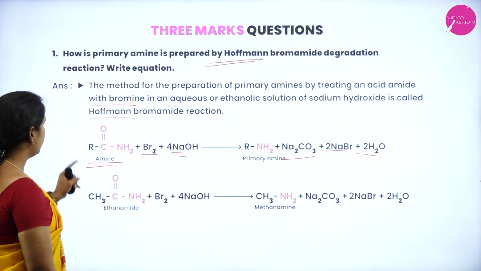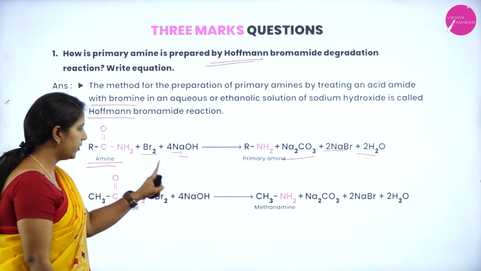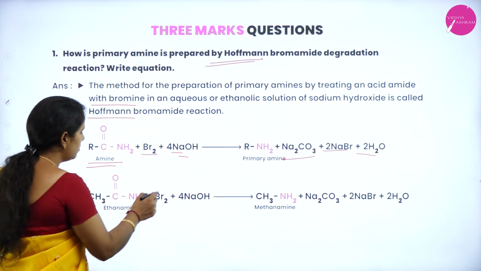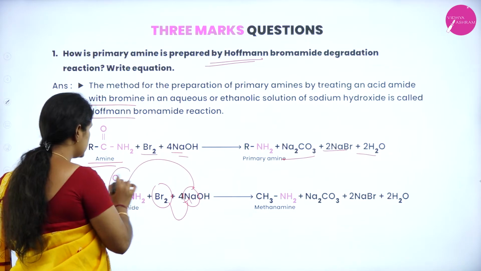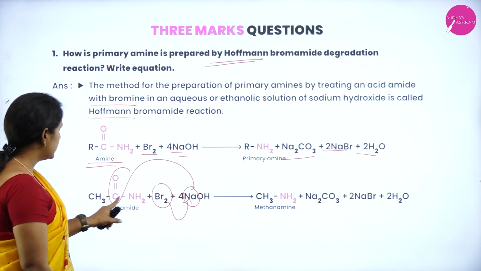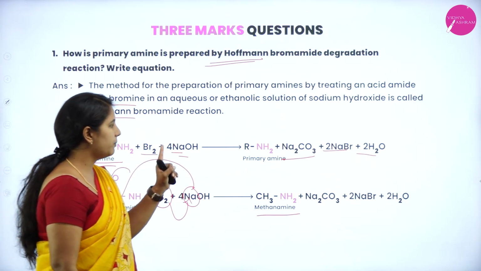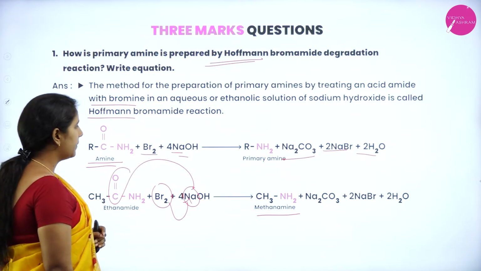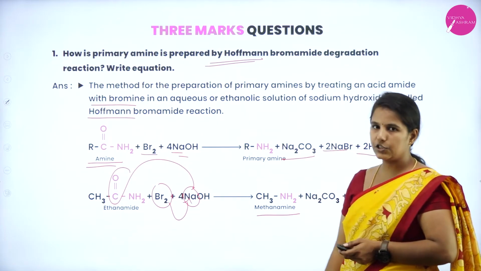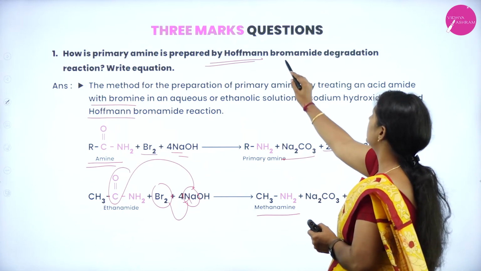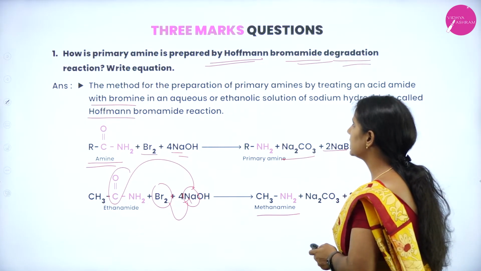Meanwhile, you can write an example just by replacing the R with CH3. It is ethanamide, which is reacted with bromine water in the presence of a very strong base. Again, bromine combines with sodium to form sodium bromide, and the remaining sodium combines with the CO and forms sodium carbonate, and this CH3NH2 is formed, that is methanamine. So this process of preparing a primary amine from the amide, this is known as what? Hofmann-bromamide degradation reaction. The name itself shows that it is a bromamide degradation reaction. Bromine water will be used for this kind of reaction.